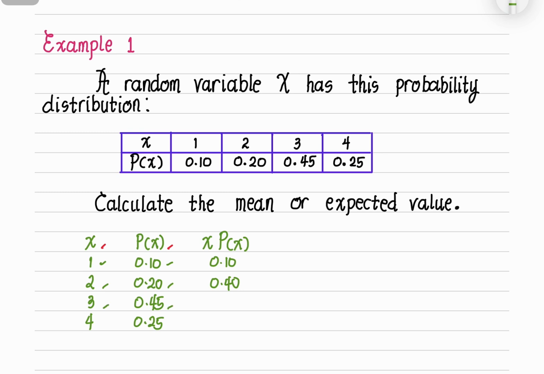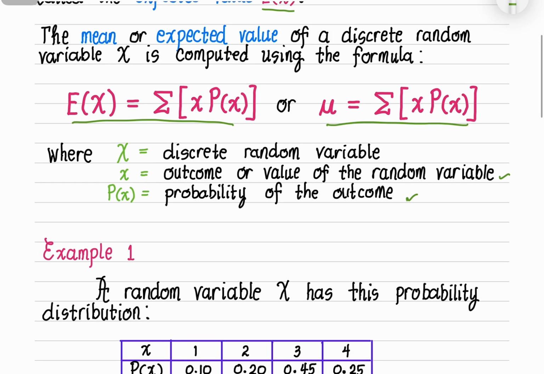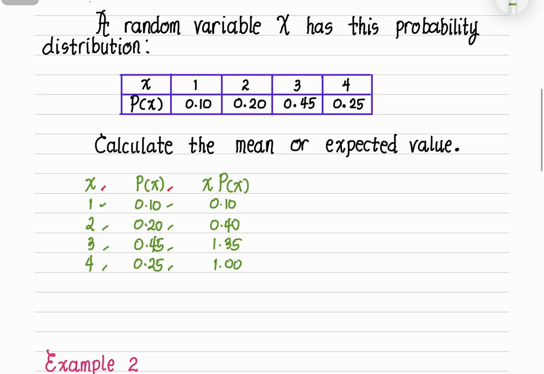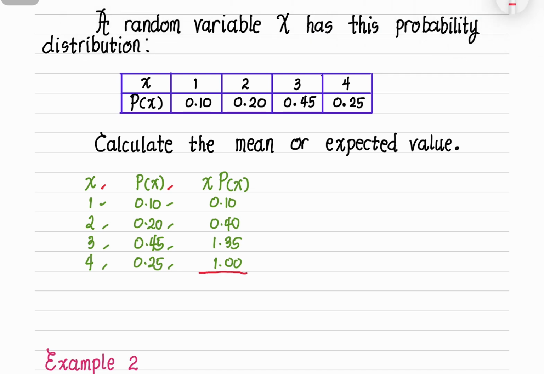Okay? And then, 3 times 0.45. Of course, that is about 1.35. And then last, 4 times 0.25. 4 times 0.25 gives us 1. Okay? And then, after that, getting the summation. Okay? So, kunin natin yung sum. Okay. So, the summation, yung summation nito, class, yan, the summation of x times the p of x, or the probability of x.